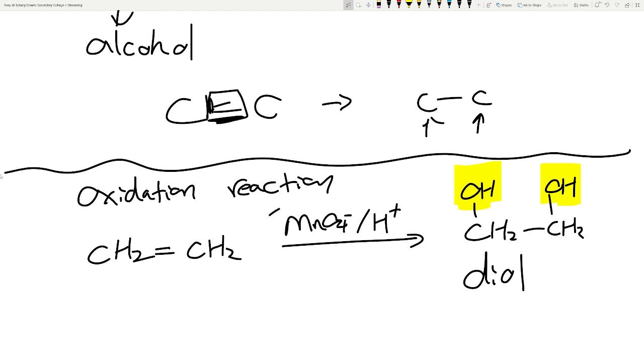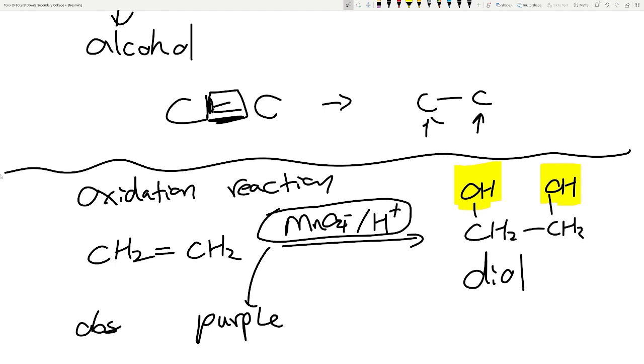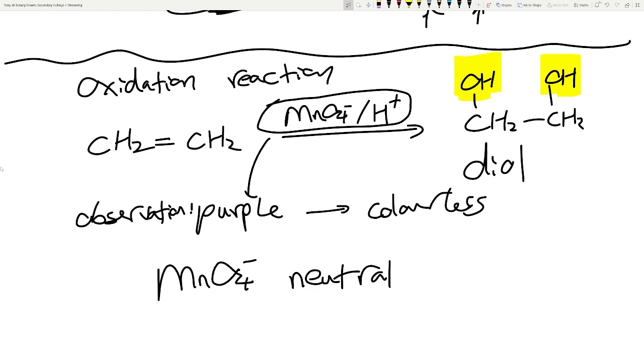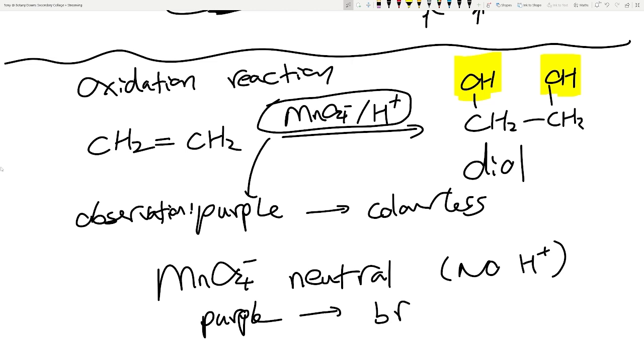And because we've done redox before, if you think about that, MnO4- is purple. So the observation that you are going to get is that you have your purple stuff turning into colorless stuff. Okay, purple going to colorless. This is also sometimes given if you just have MnO4- in neutral conditions, so no H+, this will go from purple to brown. Okay, but this is more year 13, but you can get questions in year 12 as well.